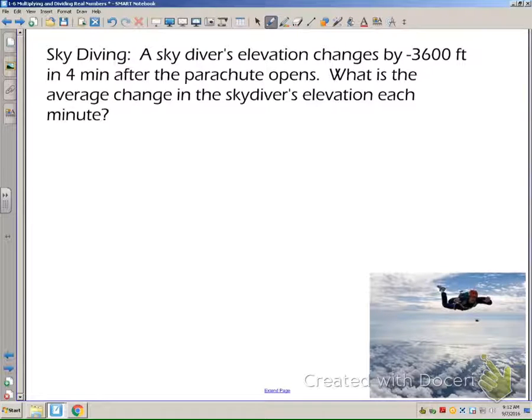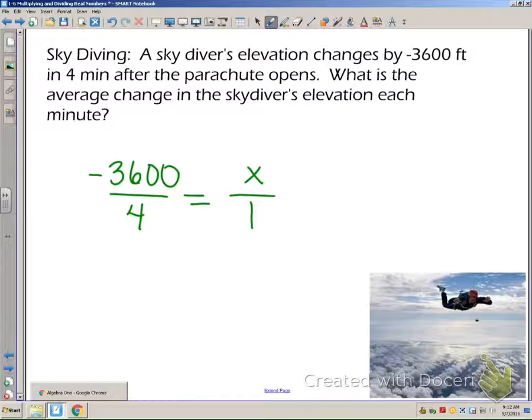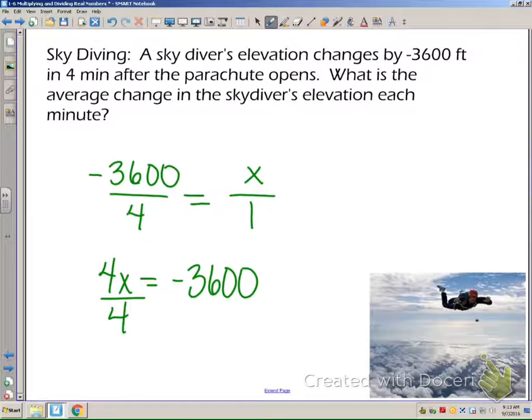So there's a couple ways that you can do this. You can say 3,600 is to 4 as what number is to 1. And then, of course, you guys know to cross multiply and divide. So you're going to have 4x equals -3,600. To get x by itself, I would divide by 4. 3,600 divided by 4 is 900. Oops, I don't know why I put that negative there. So it's going to be negative 900 feet per minute.